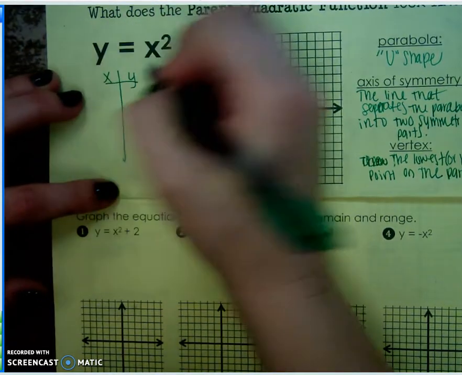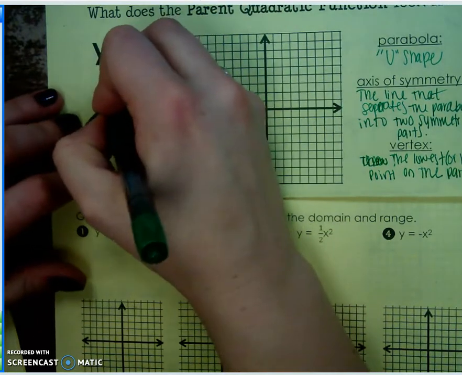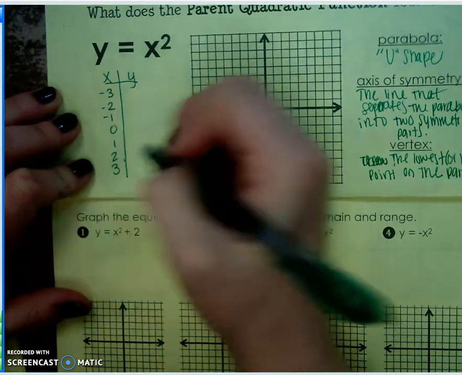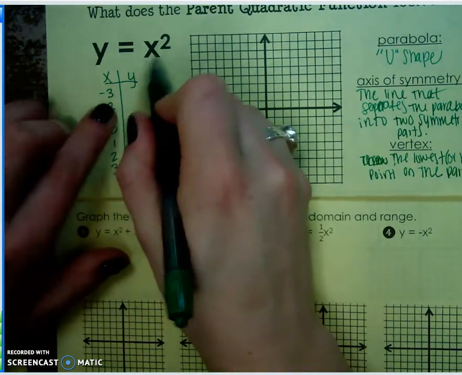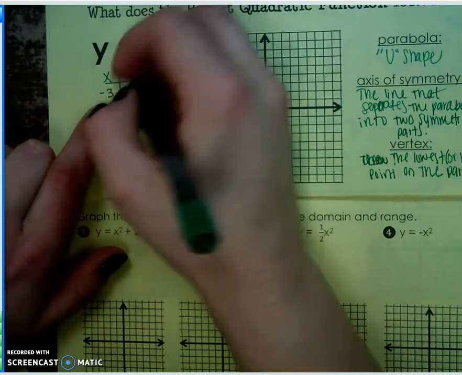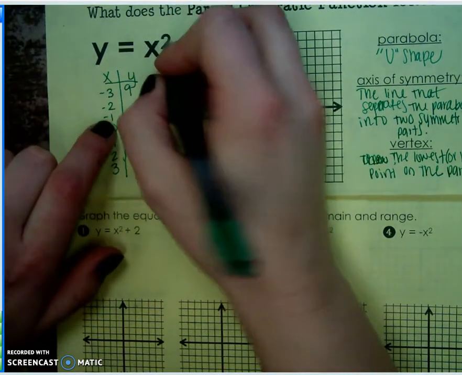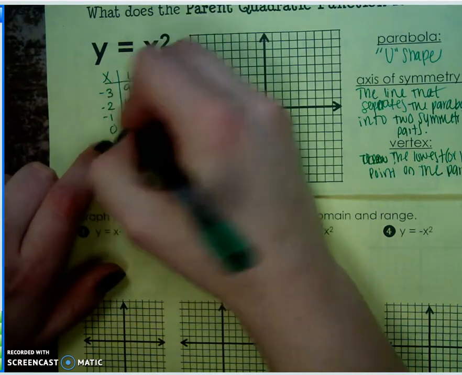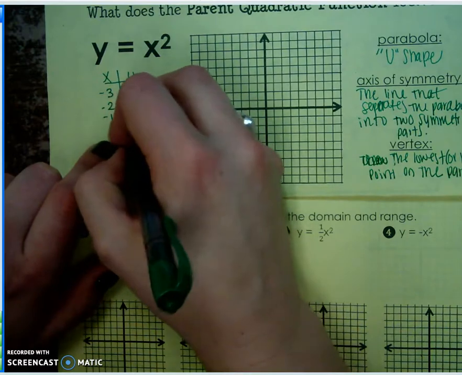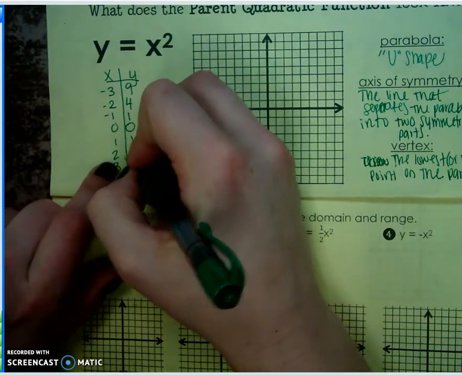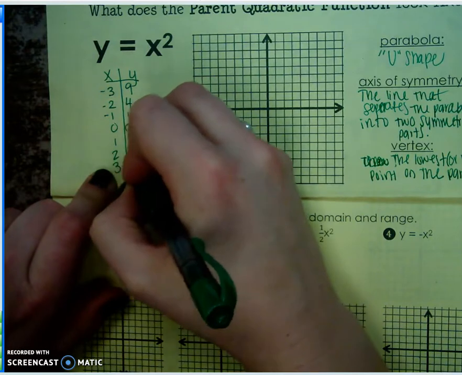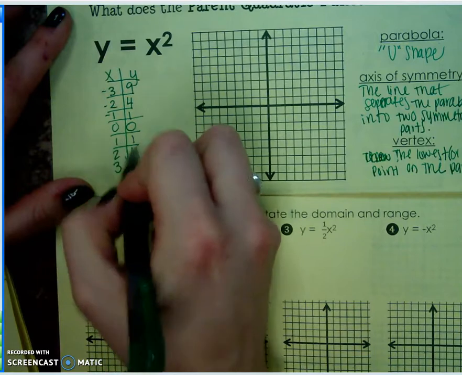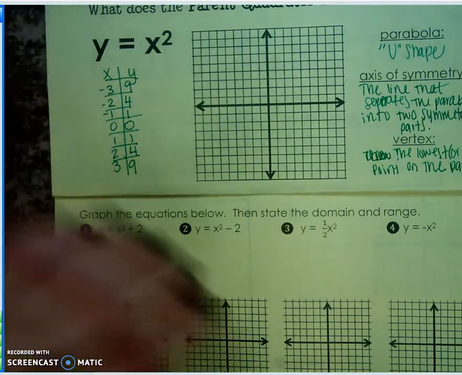in some numbers for our x. Let's say -3, -2, -1, 0, 1, 2, and 3. So -3 goes in for x. -3 squared is 9. -2 squared is 4. -1 squared is 1. 0 squared is 0. 1 squared is 1. 2 squared is 4. And 3 squared is 9. This is how we get our ordered pairs to plot on our graph.